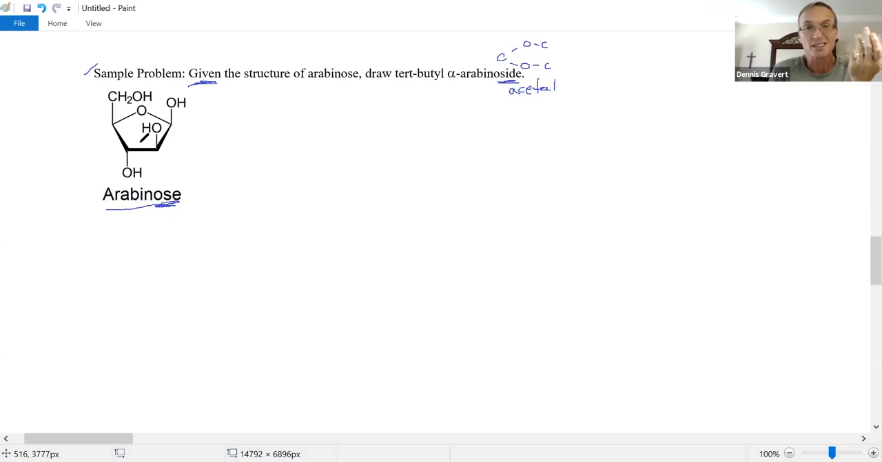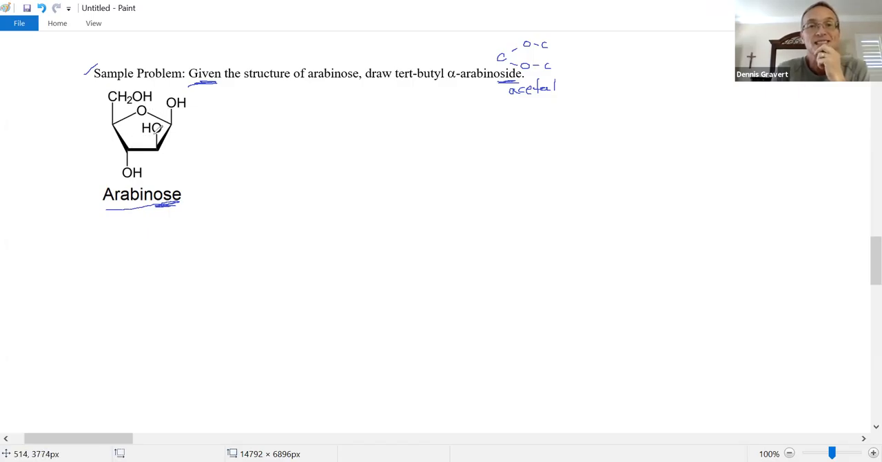Sugar has an aldehyde or ketone. We should be looking for the double bond O or the CHO group if we're looking for an aldehyde or a ketone. But here it's all single bonds and in a ring, which means the aldehyde or ketone has reacted to form either the hemiacetal or the acetal.